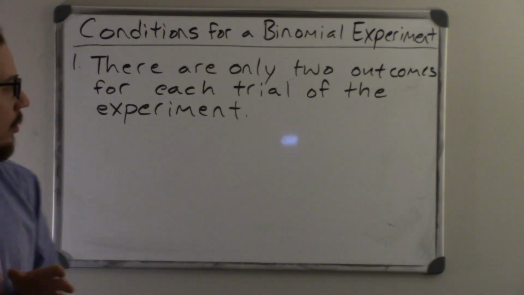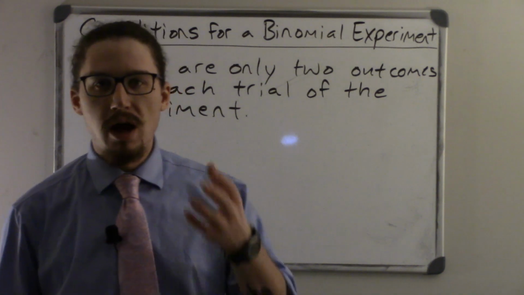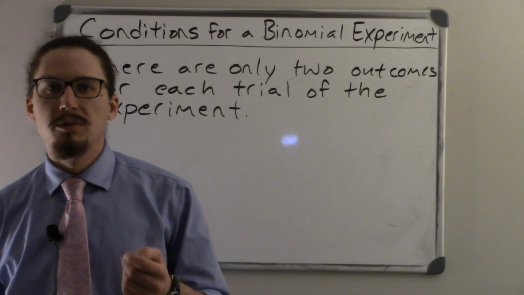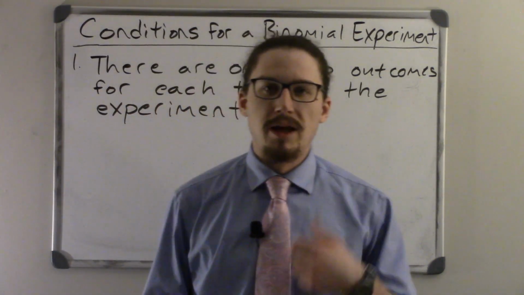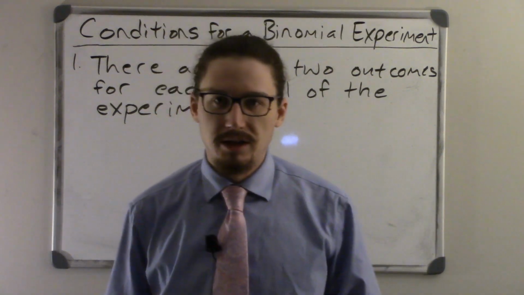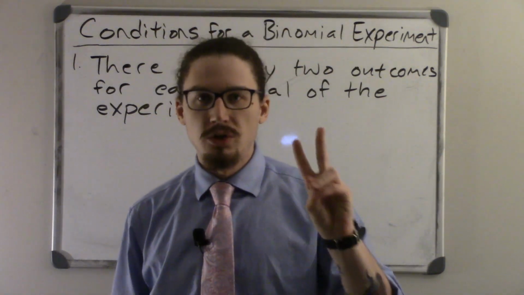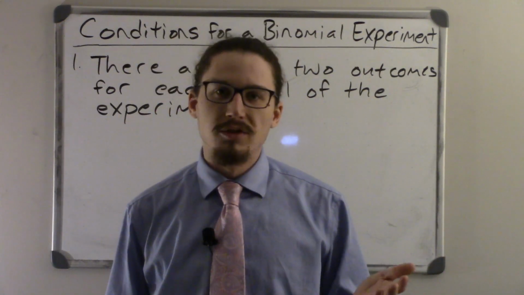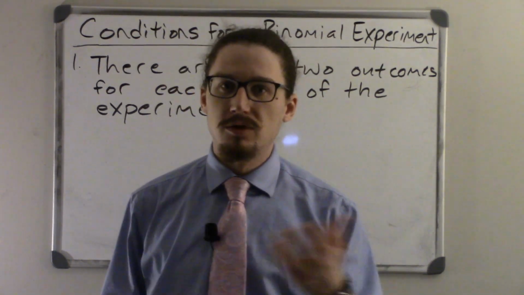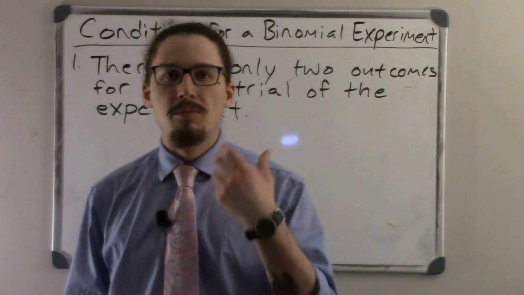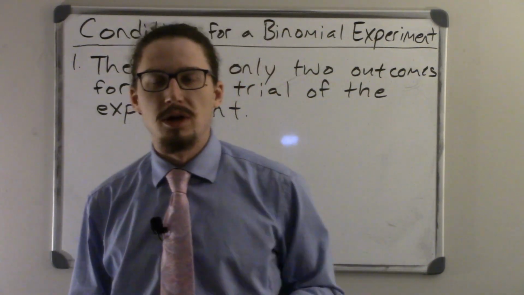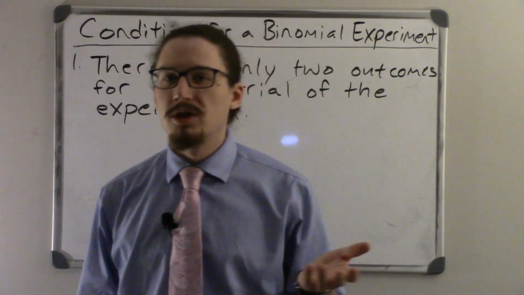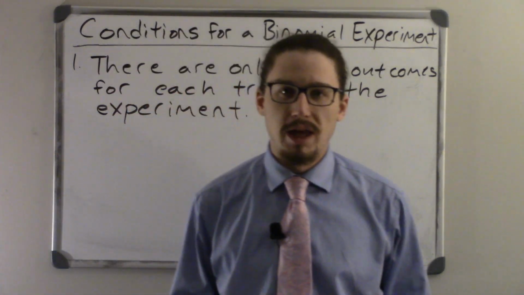To explain a little bit more what I mean by that, let's say that our trial for this binomial experiment is that we are going to be flipping a coin and seeing which side it lands on. Well, that has two outcomes, heads or tails. So we're already off to a good start because we've only got two outcomes for each trial. But we would define one as a success and one as a failure. We might say heads is a success, tails is a failure. We might do it the opposite way, it just depends on what we are trying to look at.